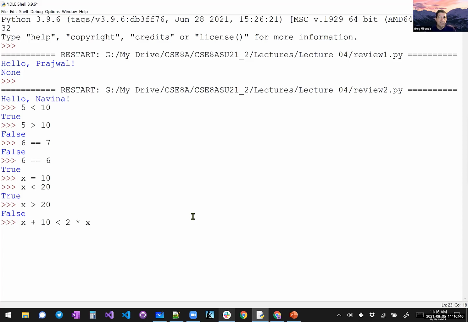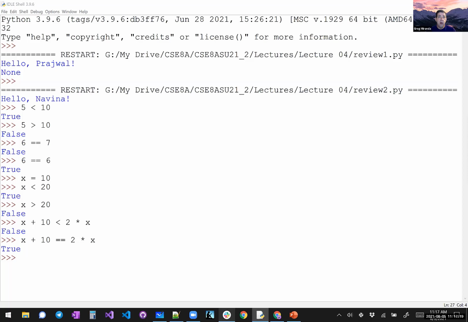Think about what this is going to give you for an answer. What's the current value of X? Current value of X is 10. 10 plus 10 is 20. Current value of X is 10. 2 times 10 is 20. 20 less than 20 is actually not going to be true, right? 20 is not less than 20. If we really wanted to check if they're equal, we could use an equality operator, and that is true because they are both 20. So we can do these comparisons of any kind of expression that has some sort of number in it.